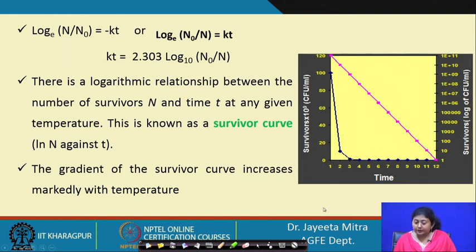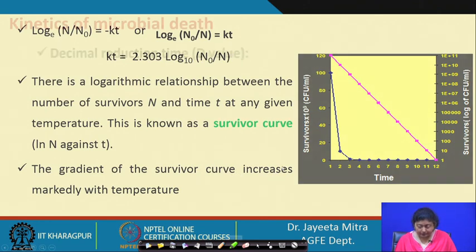Now, if you want to see the effect of temperature, the gradient of the survivor curve increases markedly with temperature. That means if we increase the temperature, the microbial count will decrease faster, so the slope will be higher. That is why the survivor curve gradient increases markedly with temperature.